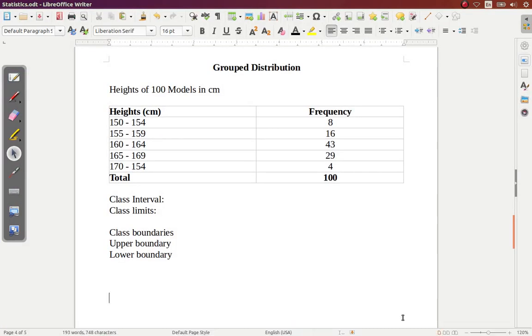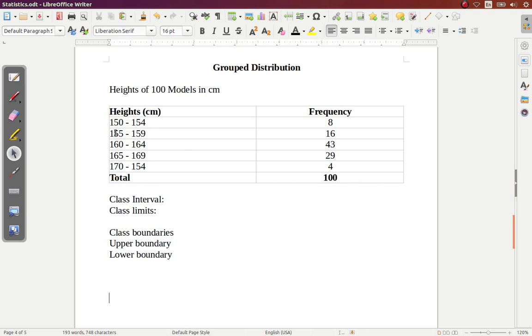We've looked previously at the group distribution, and we saw an example where you had 100 models and their heights in centimeters were listed in a large table. Then you put them in groups. Alright? These are the groups.